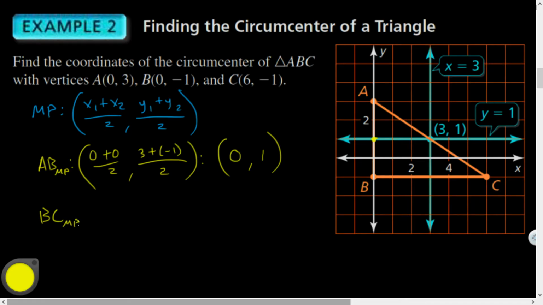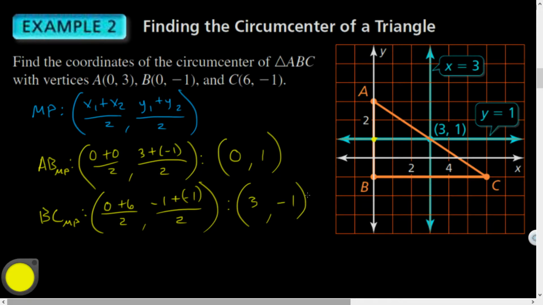Let's find the midpoint of BC. So the BC midpoint would have been 0 plus 6 divided by 2, and -1 plus -1 divided by 2. Well, the average of two negative ones is going to be -1. It's got to be, right? And so 0 plus 6 is 6, divided by 2 is 3. And -1 plus -1 is -2, divided by 2 is -1. I told you it was going to be -1. Over 3, down 1. There we go.